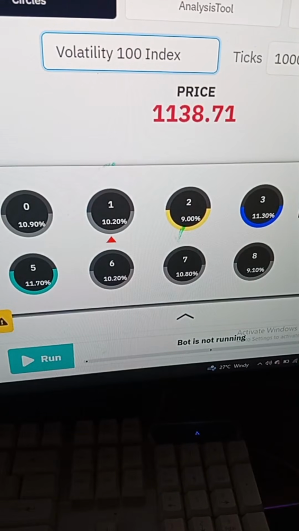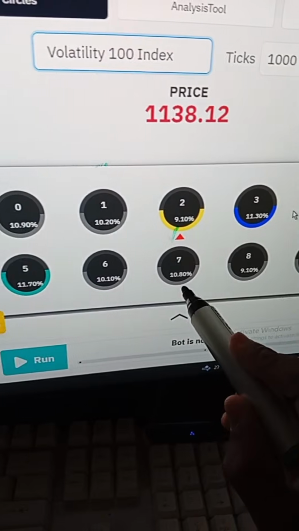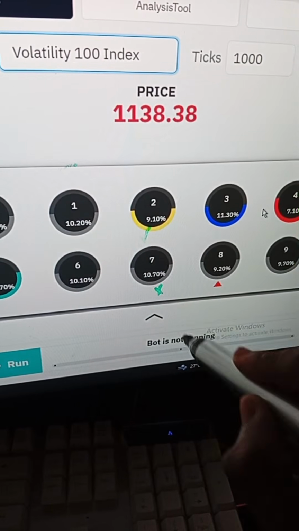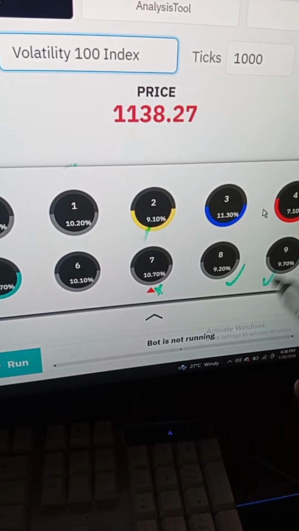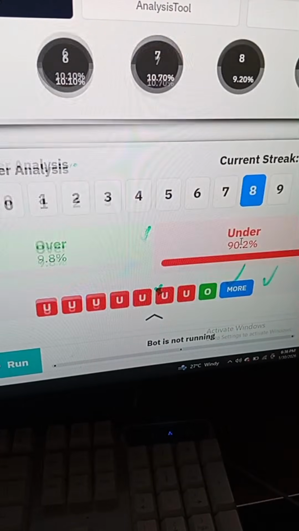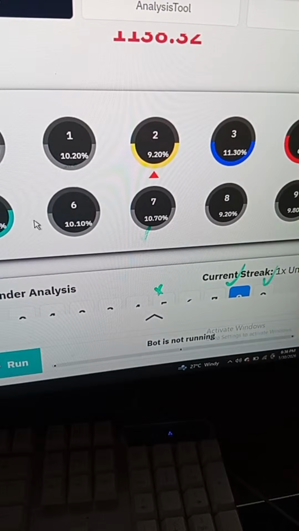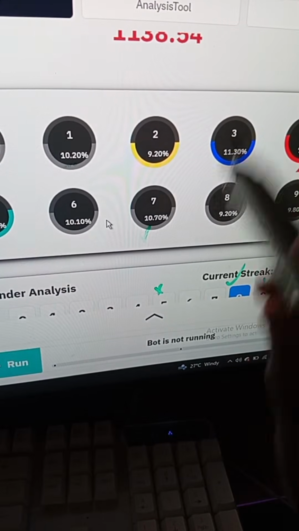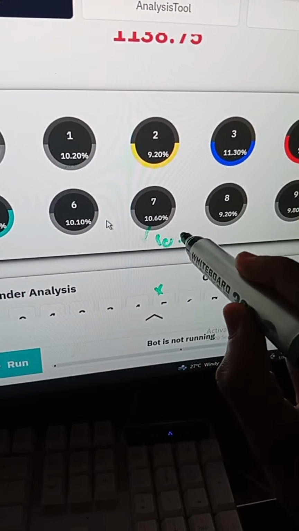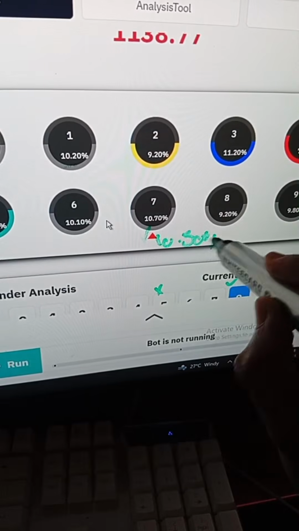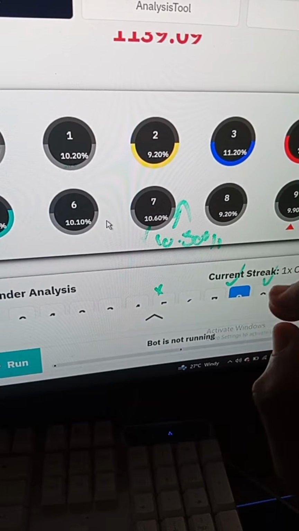Volatility 100 is a bit risky because I can see 7 is too strong here. So this can be a bit risky. 8 is okay, 9 is okay. The green circle is okay. Let me check out the percentage. It is also okay, but the problem is that 7 is too strong. I told you guys this percentage should always be below 10.5 for your own safety. If it is too high above it, it is a bit risky.